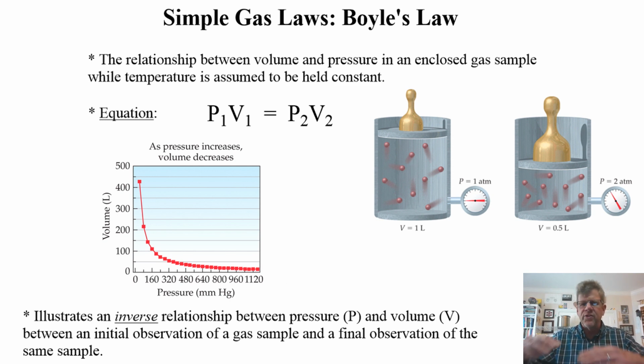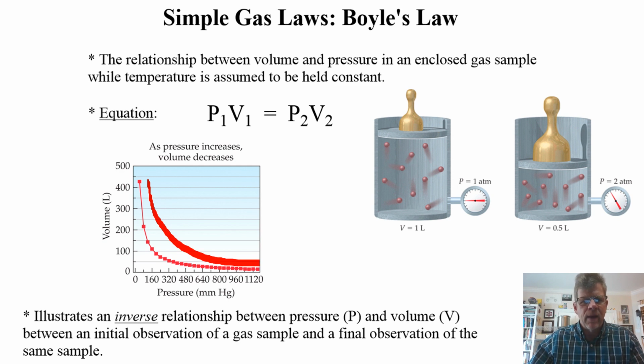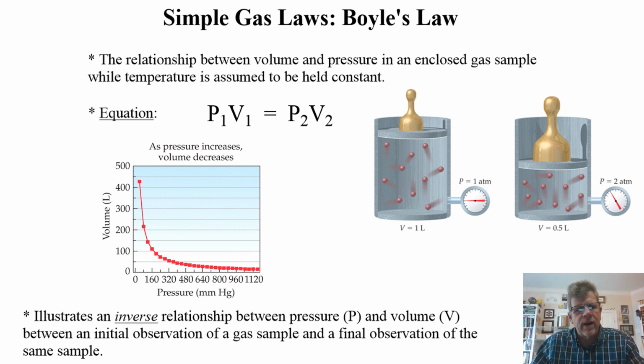An inverse relationship essentially says of these two measurables, when one goes down, the other goes up. And when the other one goes down, the other one goes up. That's given in a chart, which we see right here. Our inverse relationship between our initial and final observation of that gas is Boyle's law.